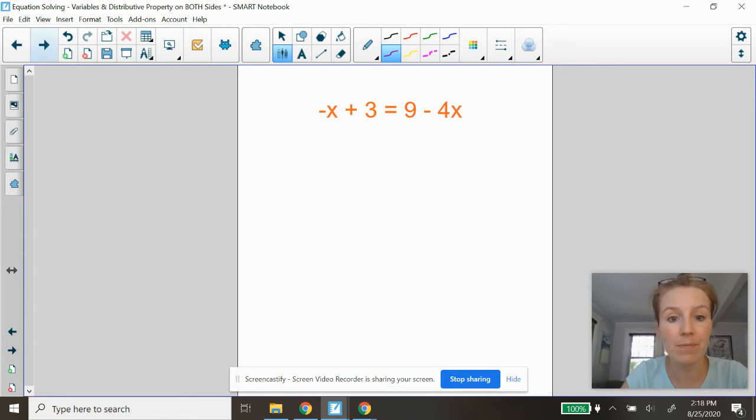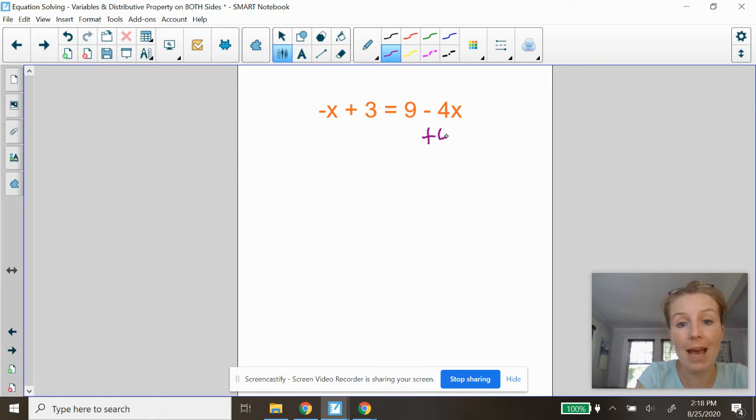Let's try another one. Okay, again, each side of my equation is already as simplified as it can be. So I'm going to focus on moving all of my variable terms to the left. So I need to get rid of this negative 4x. So I'm going to add 4x to both sides.